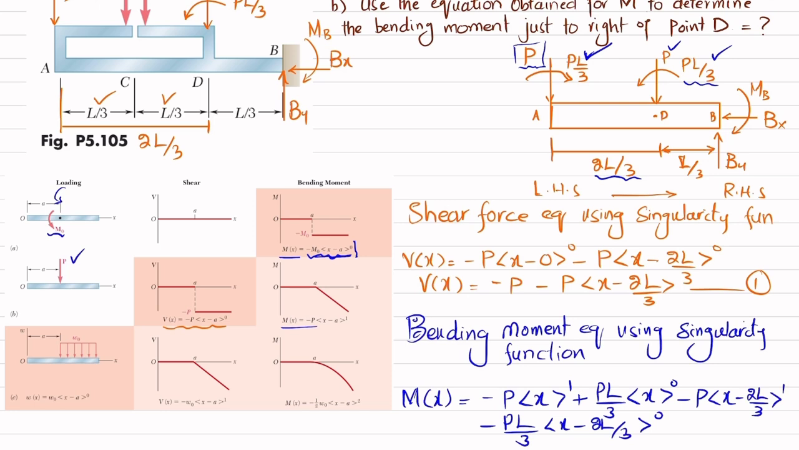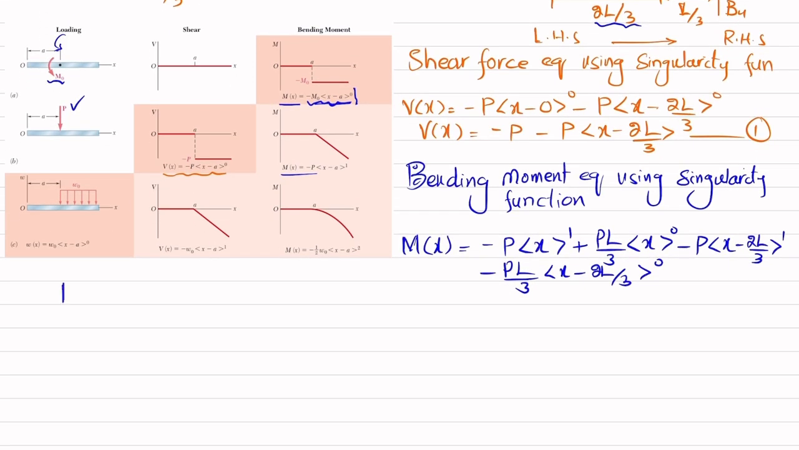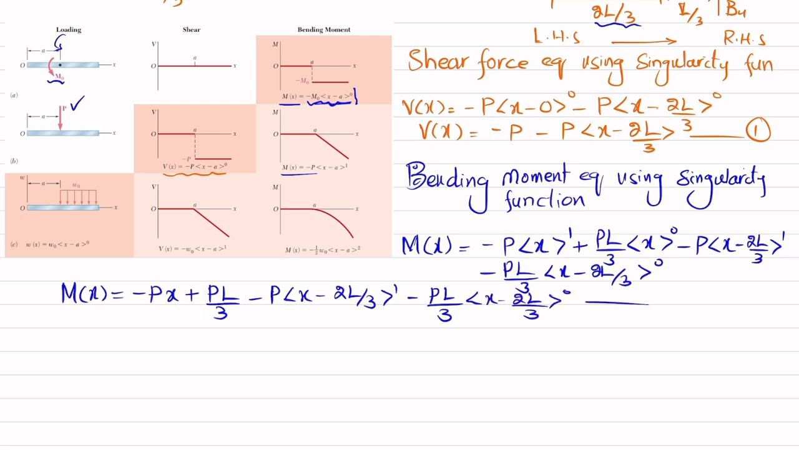Okay, so what we can do is simplify it. Moment about X is equal to minus P into X plus PL over 3, because X power 0 is 1, and this term will be minus P into X minus 2L over 3 power 1, minus P L over 3 into X minus 2L by 3 power 0. This is your equation number 2 and is the required bending moment equation using singularity function.